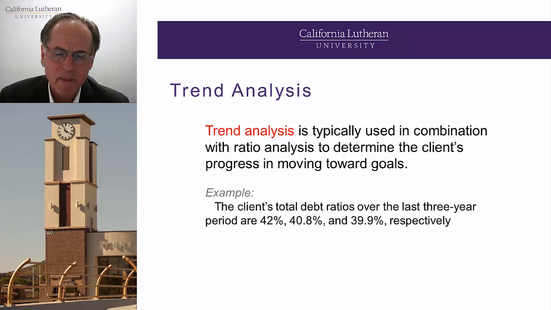Perhaps even more important than the specific ratio is the trend in the ratios. That's because the trend reveals improvement or decline. For example, a 42% total debt ratio raises a red flag compared to the CFP benchmark. However, there's a totally different picture created when you see that the 3-year trend improved substantially as the ratio dropped from 42% to 40.8% to 39.9%. In combination, ratio and trend analysis provide you with valuable analytical tools to help you plan for your client.